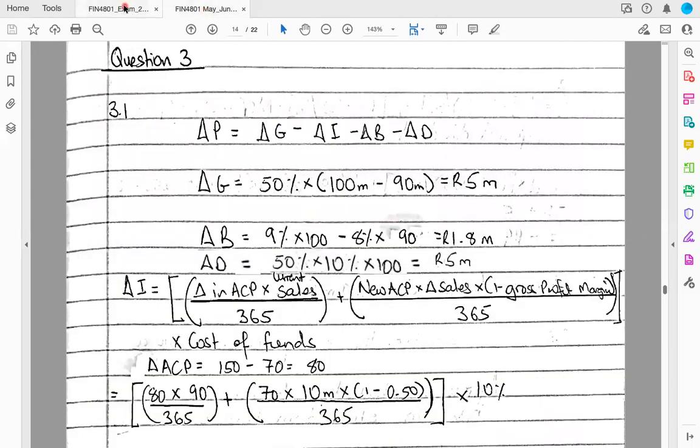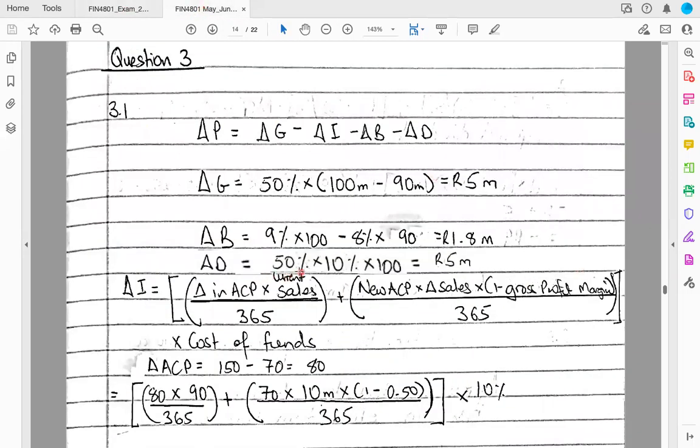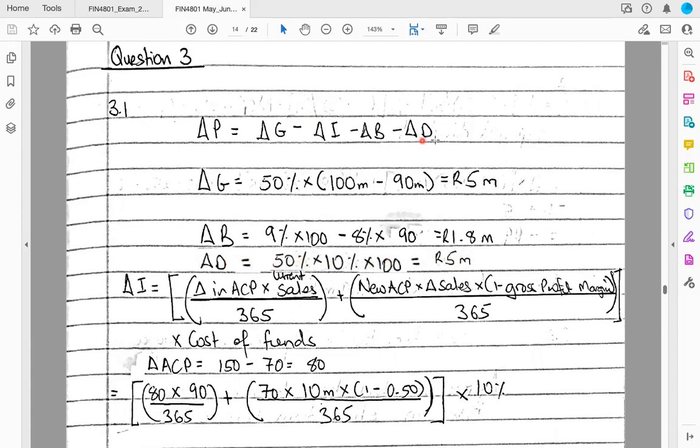So currently there's no discount. And then if these terms are actually implemented and taken up, it means that 50% of customers are going to get a 10% discount on sales of 100 million, which means that our change in discount is going to be 5 million. And we know that when discount increases, this is a bad thing because we are discounting sales. So we are also going to put this as a negative. So an increase in discount, we put that as a negative.